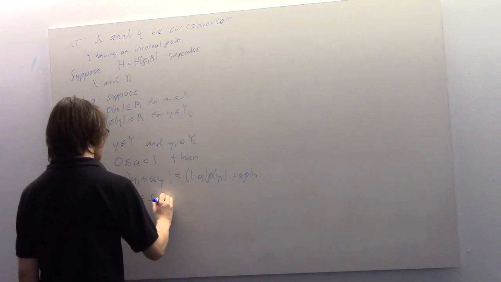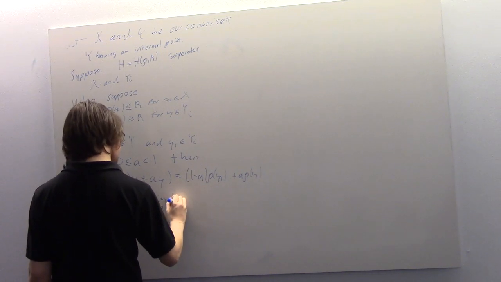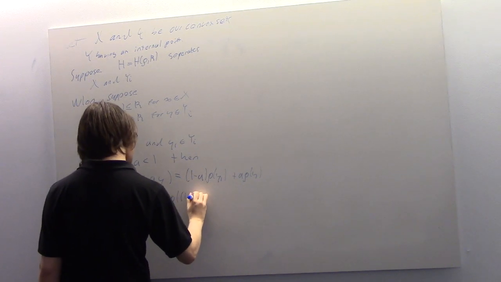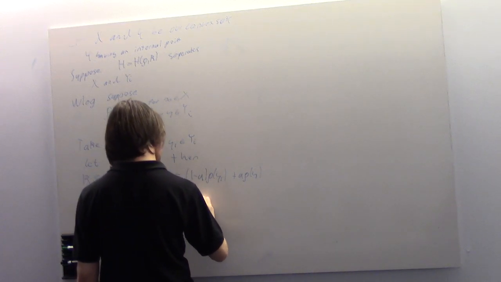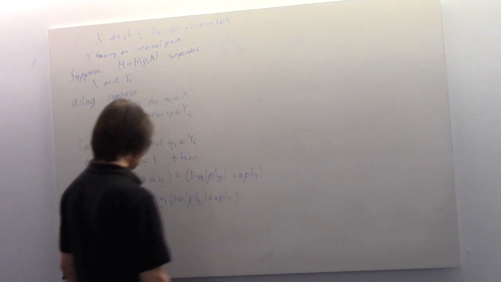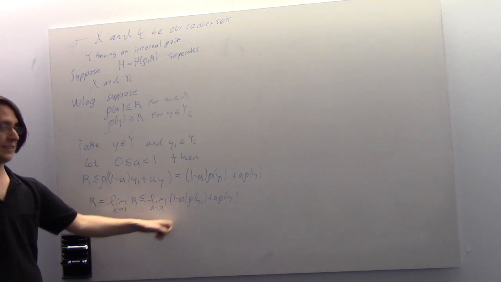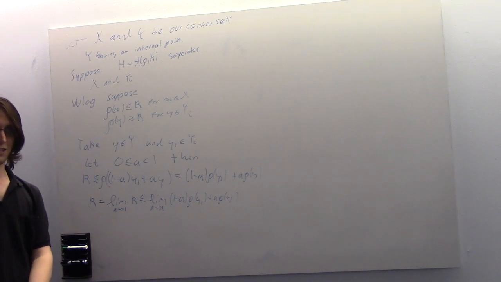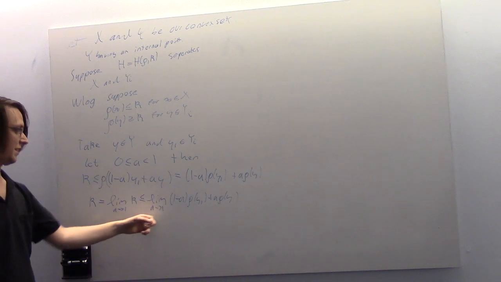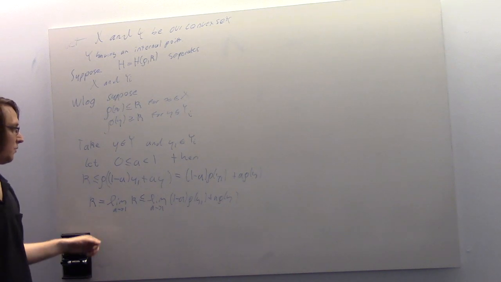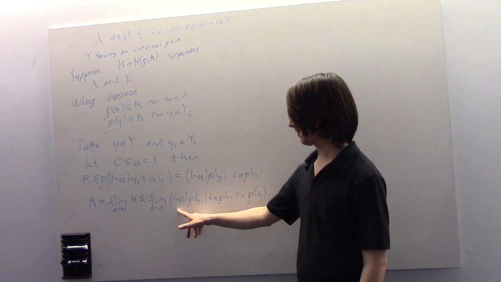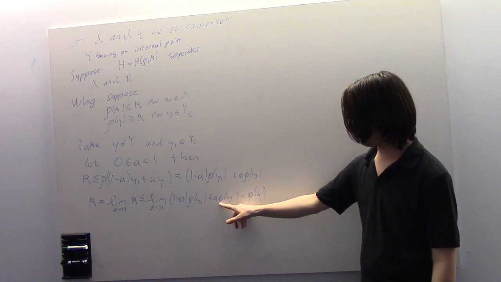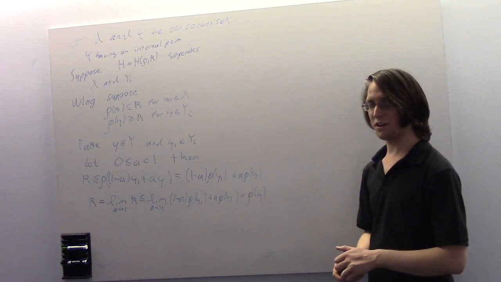But this is less than or equal to the limit as a goes to 1 of rho of (1 minus a) y1 plus a y. How do I get this? Well, multiplication and addition in this vector space is continuous. This is an R vector space. Since addition and multiplication are continuous, this is valid. So this equals rho of y. Right? This 1 minus a goes to 0, and this a goes to 1.